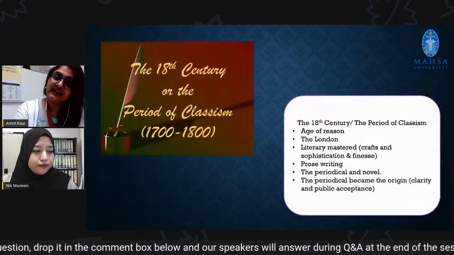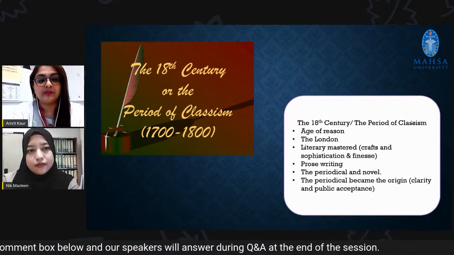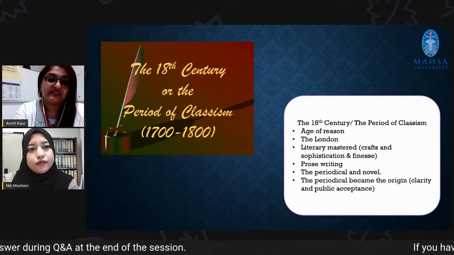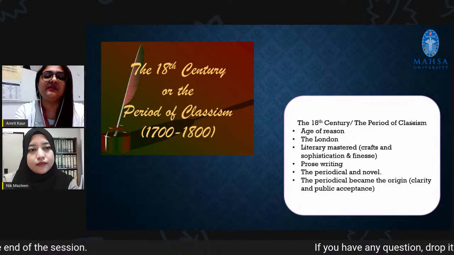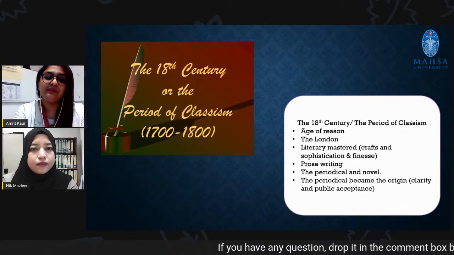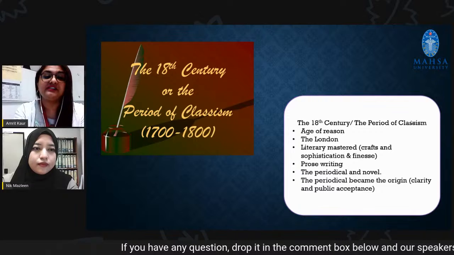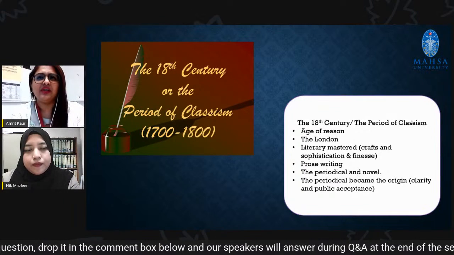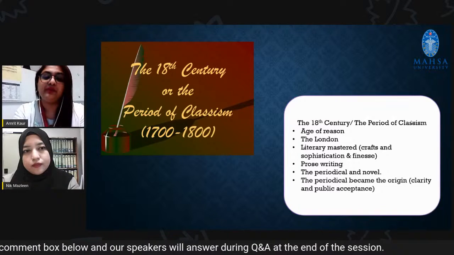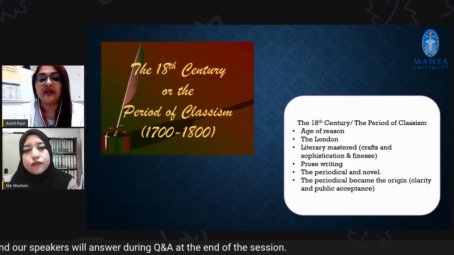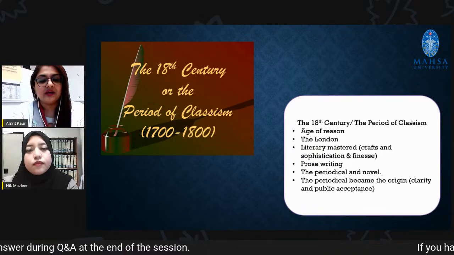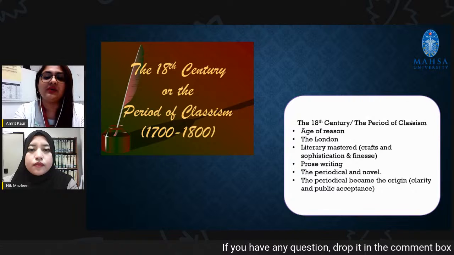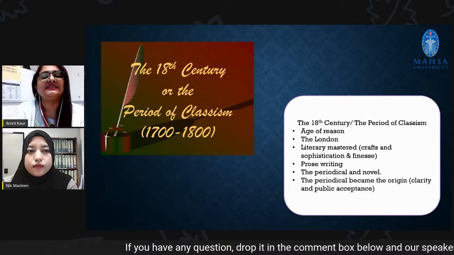And then we look at the next one, which is the 18th century, or you call it the period of classicism. It was the dawning of the age of reason, where London became the center of bustling city life. Writers literally mastered their craft and wrote with sophistication and finesse. What was popular here was prose writing, and the periodical and novel gained popularity and public acceptance. Basically, the periodical became the origin of what we now call clarity and public acceptance.